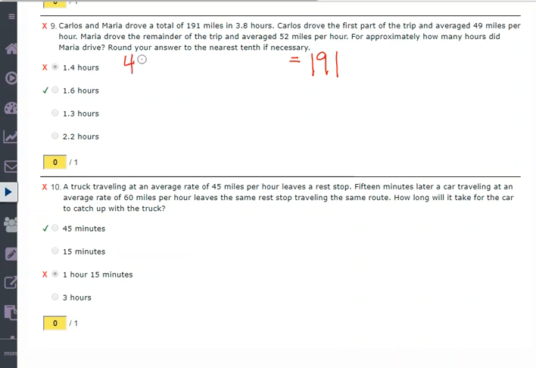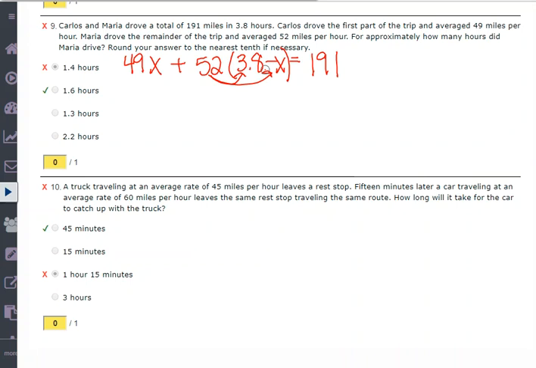So that's 49x, or h. Maria drove the remainder. So it's 52, but it's not 52x this time. It's 52 times (3.8 minus x). So we have to take out the number of hours that Carlos drives so we can see the number of hours that Maria drives. So now we need to distribute and solve the equation.